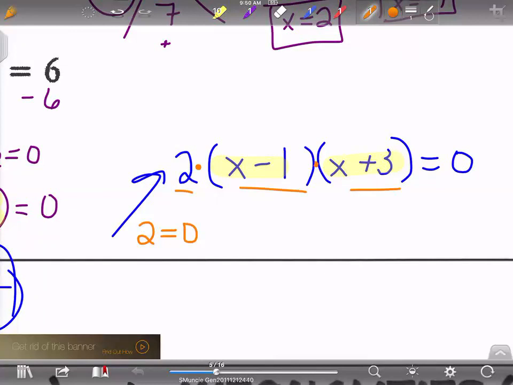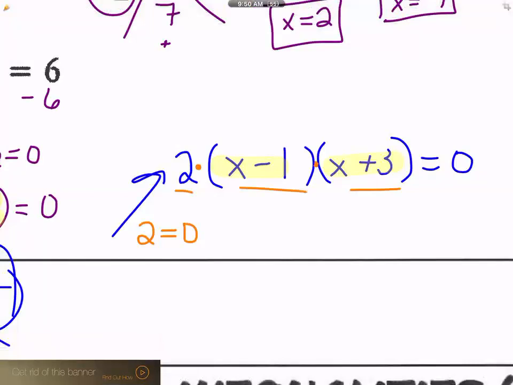If I set the first term equal to 0, will 2 ever equal 0? No, 2 will never equal 0. Mark it out. So put a little slash mark through your equal sign. It doesn't work. Sometimes you'll take out a greatest common factor of like 2x, where you would have to solve for x. In this case, you don't.